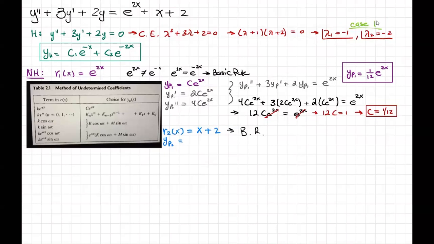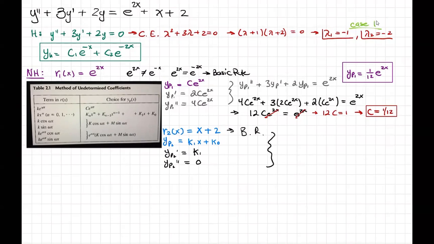And then yp2, following the table, since this is algebraic, we start with the highest term, which will be an x. Because x is the power of 1, we have k1x plus k0. We always want to go all the way down to the constants. And you can see that this does fit the terms that we have. So there was no need to do them separately. We can do them together when they're algebraic. So let's continue. So then we have yp2 prime, find the derivative, and we only get k1, yp2 double prime, and we get 0.